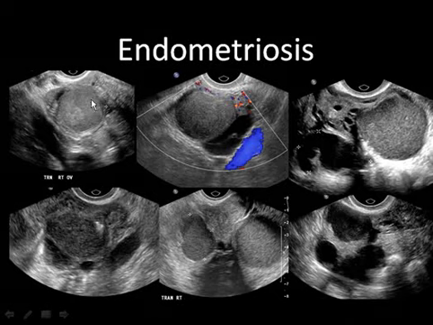Here are some examples. You see well-defined cystic structures with uniform low-level internal echoes. You may see bilateral cysts or cysts with irregular shapes rather than perfectly round. You may see echogenic foci along the walls. And the periods of repeated bleeding may cause adhesions that lead to hydrosalpinx.